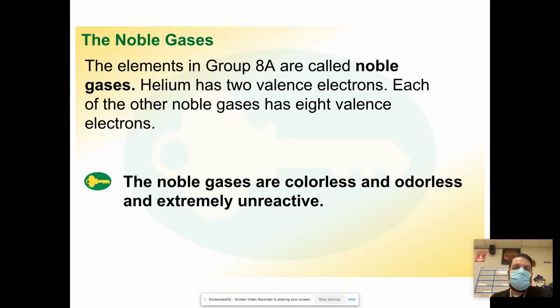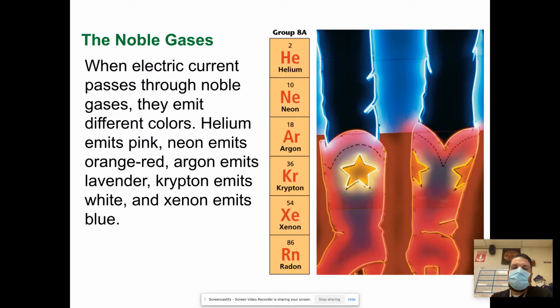The elements in group 8A are called noble gases. Now that's helium, neon, argon, krypton, xenon, and radon. All of those have 8 valence electrons, and they create different colors. You've heard of neon lights. They interact specifically with certain things.